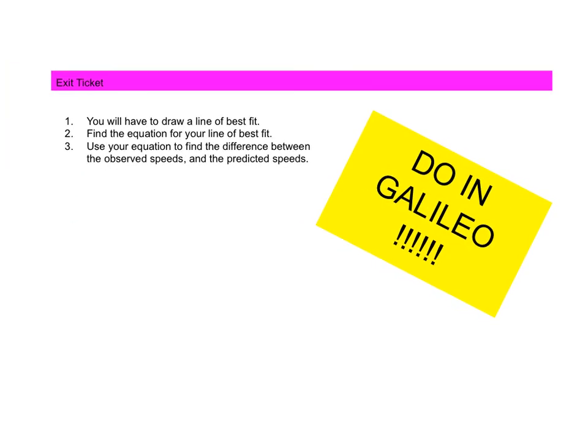All right, for your exit ticket today, you're going to have to draw a line of best fit. You're going to have to find the equation for your line of best fit. And you're going to have to use your equation to find the difference between observed speeds and predicted speeds. So like that last question where we said, okay, we observed that the point on the line is at 4,000 but we predicted it would be at 9,000. So there was a $5,000 difference in our predictions. Okay, so you're going to have to do something like that on your exit ticket.